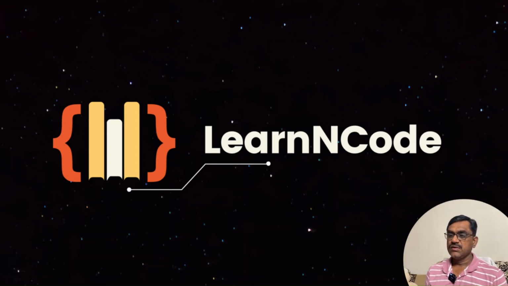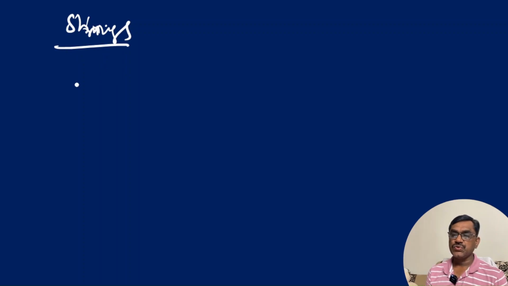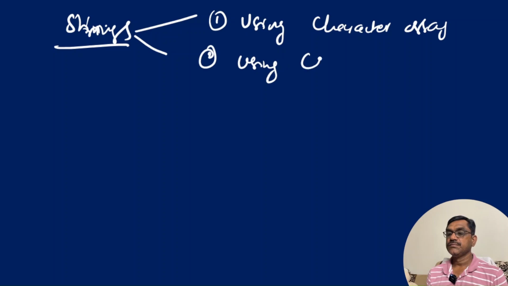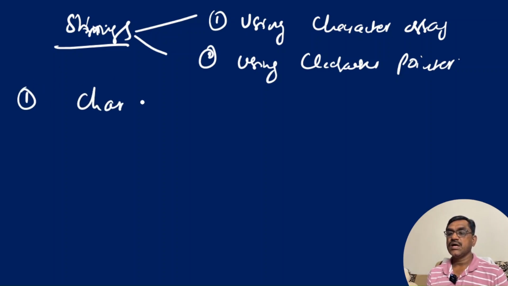Now, in today's session, I'm going to say that strings can be stored, or implemented, in two ways. The first one is using a character array, and the second one is using a character pointer. First, we are talking about how to use the character array for representing strings.